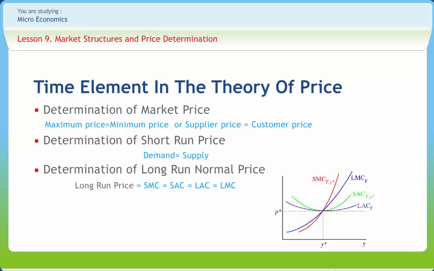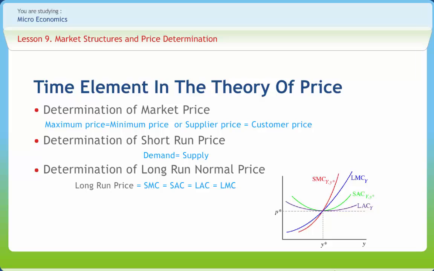In the short period, the firms will keep on producing even if they are not able to cover the average total cost, but are able to cover only the average variable cost. If they stop production, they will be losing their fixed cost. The equilibrium price in the short period is called the short period normal price, which is determined by the intersection of the short period normal supply and the normal demand curves.